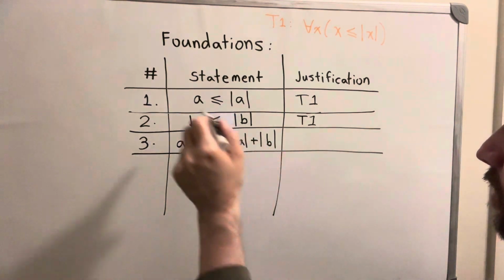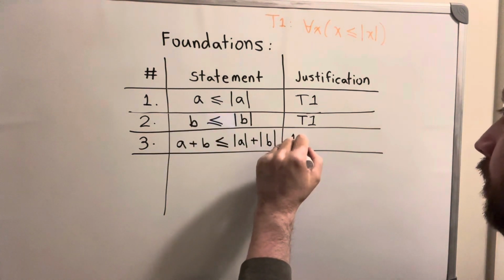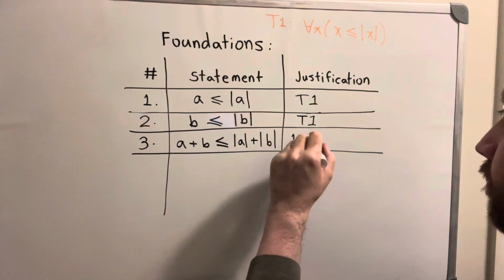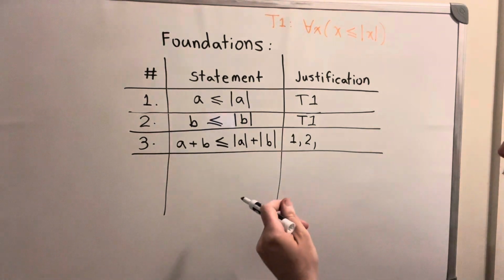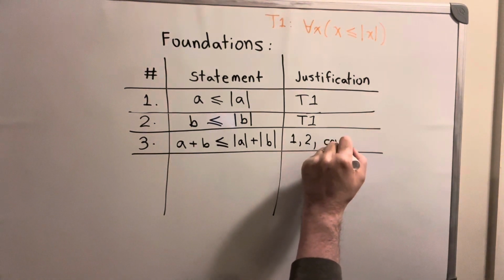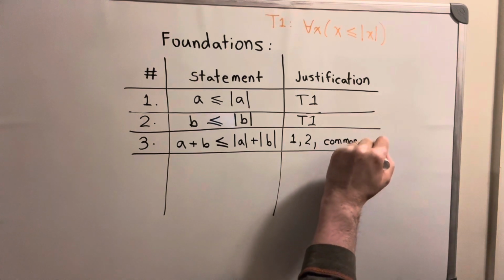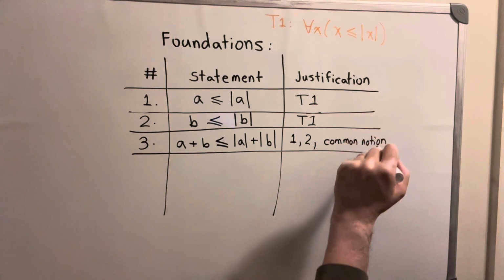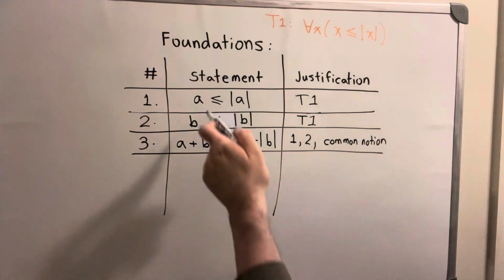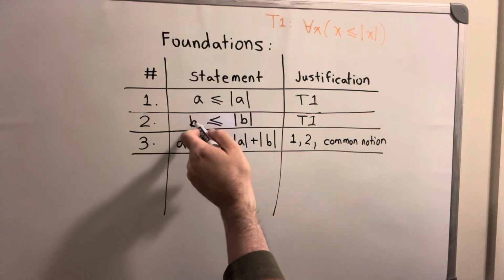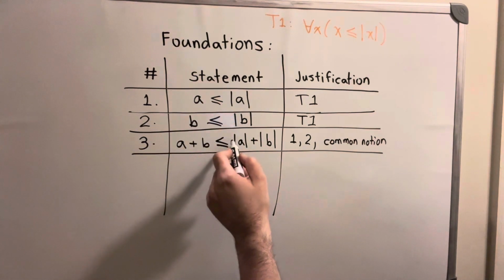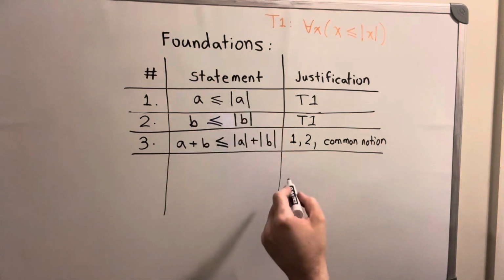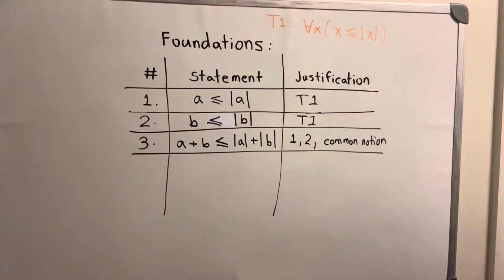What is the justification? If step 1 is justified and step 2 is justified, we can call it a common notion. There's probably a better name. We're basically saying if something is less than another, and another thing is less than its other, then we can add the two lessers, and it will be less than or equal to the sum of the two greaters. We'll say that we can accept that. Okay.